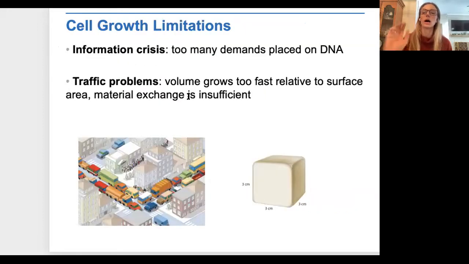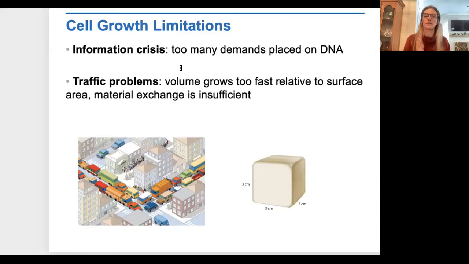So a couple of things before we get into cell division. There are some limitations to cell growth. You can have information crisis, which means that there are too many demands placed on the DNA. So this is just kind of like there need to be more materials crossing the cell membrane and the cell can't control that, or it's having like an anxiety attack, a little overwhelming because there's too much demand on the DNA. So that's called information crisis.